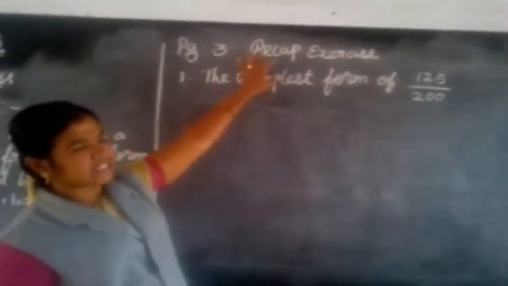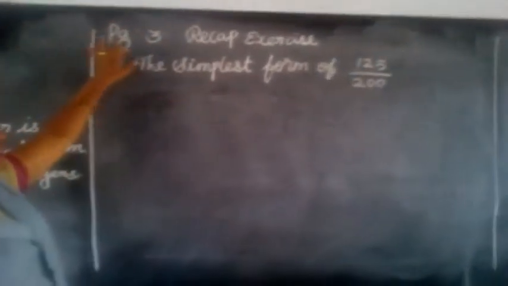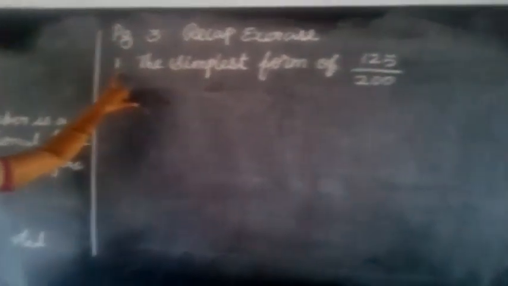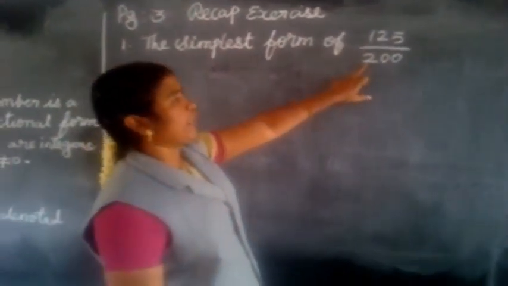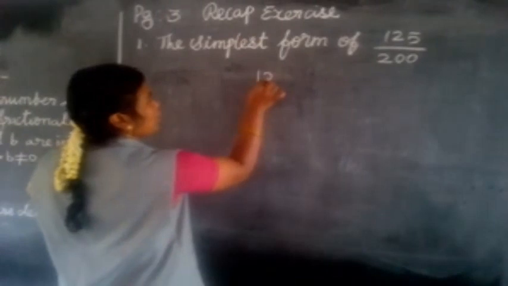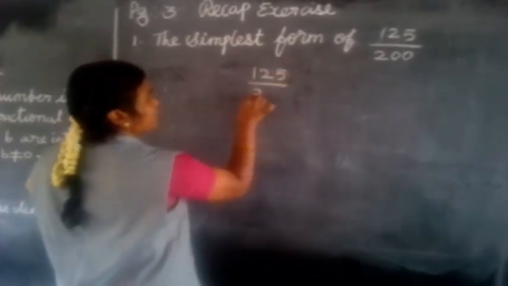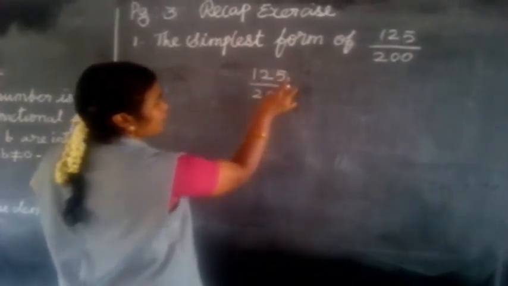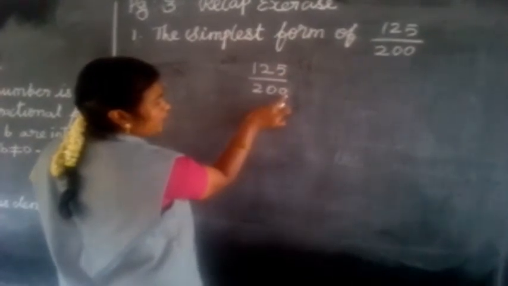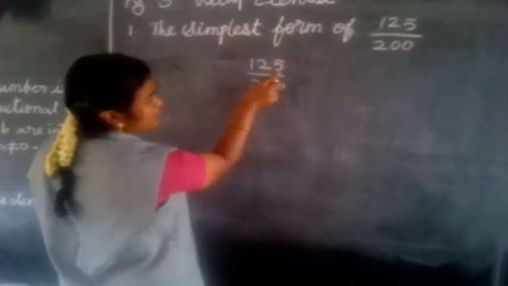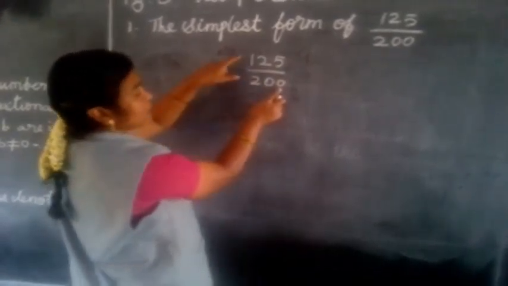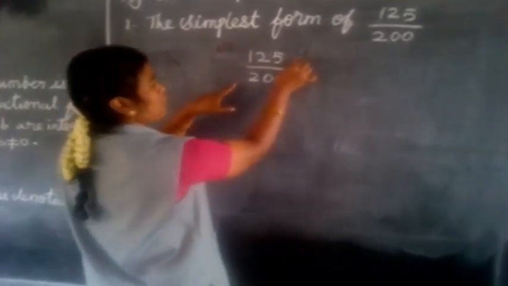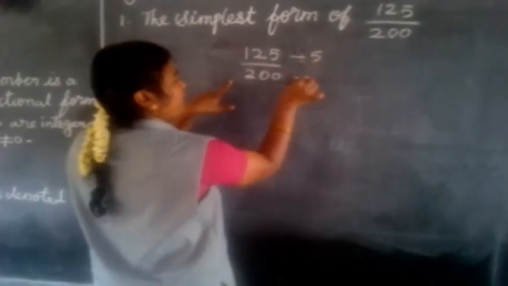Now, we do one recap exercise. That is page number 3. The first sum is the simplest form of 125 by 200. You see the numerator and denominator. Which number divides both the numerator and denominator? You see the last unit digits, this is 5 and 0. So both numbers are divisible by 5. So we are going to divide by 5.